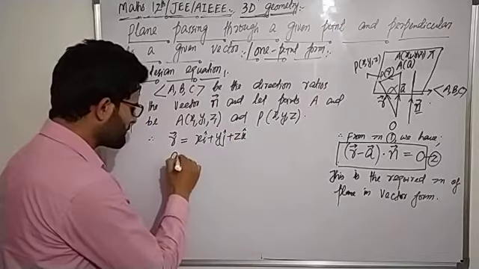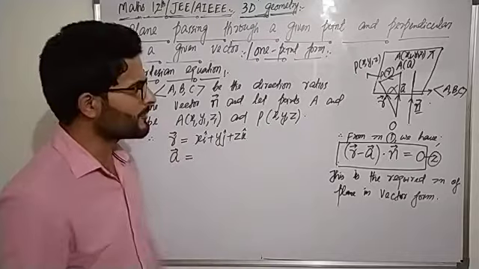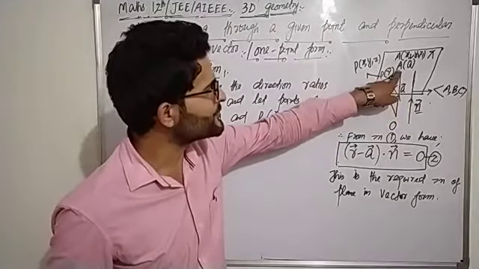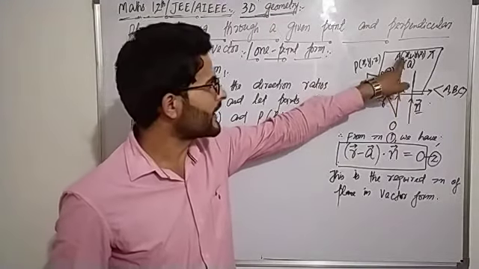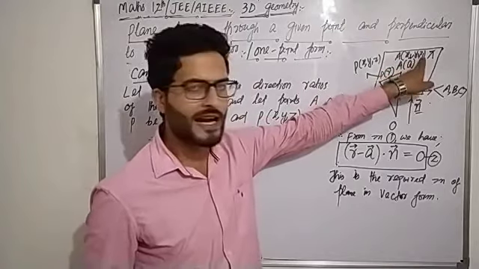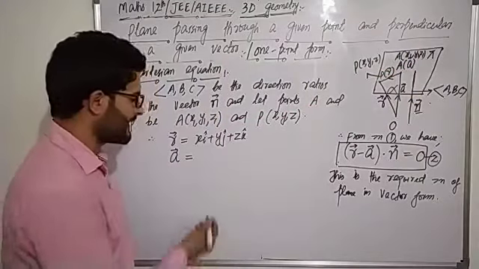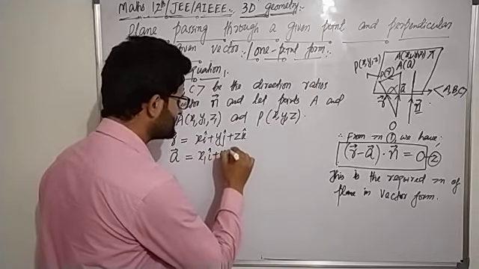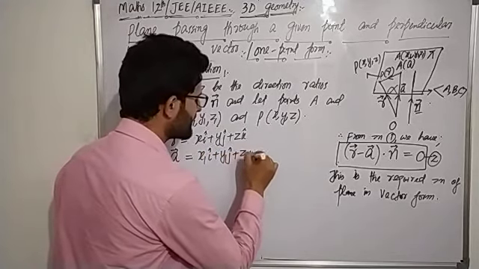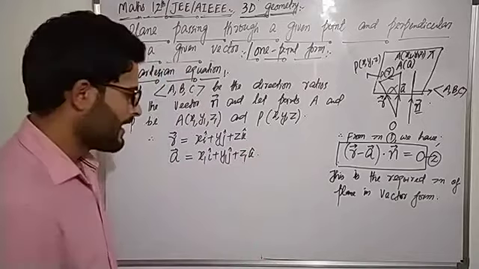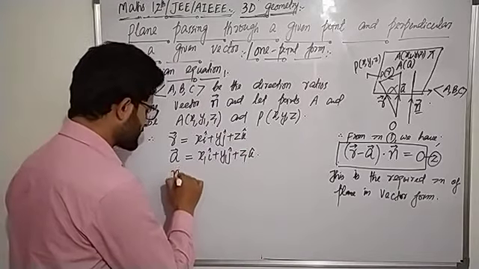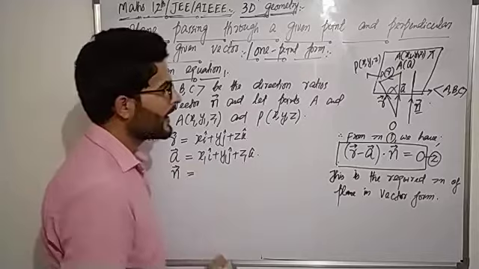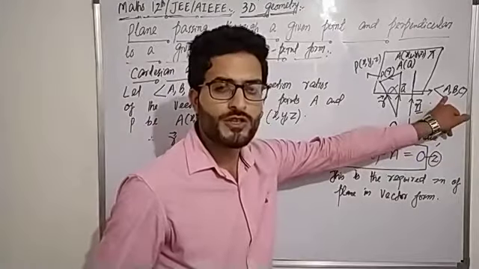Similarly, we are going to compute small a vector. What is small a vector? Small a vector is the position vector of point A, but the coordinates of point A are x1, y1, z1. What would be the position vector? x1i plus y1j plus z1k, right? And in the similar fashion, we are going to calculate n vector. N vector has the direction ratios ABC.